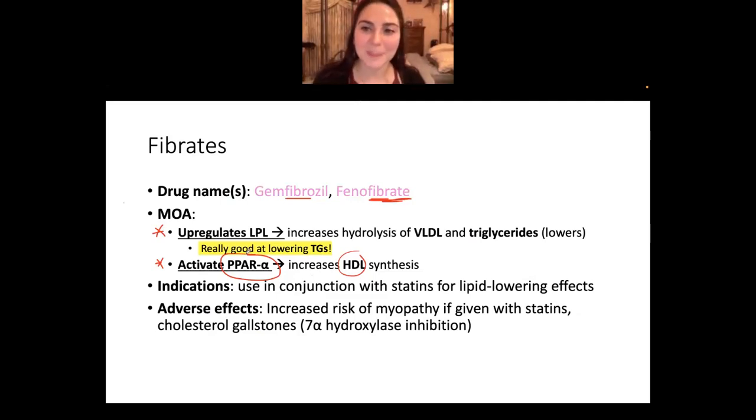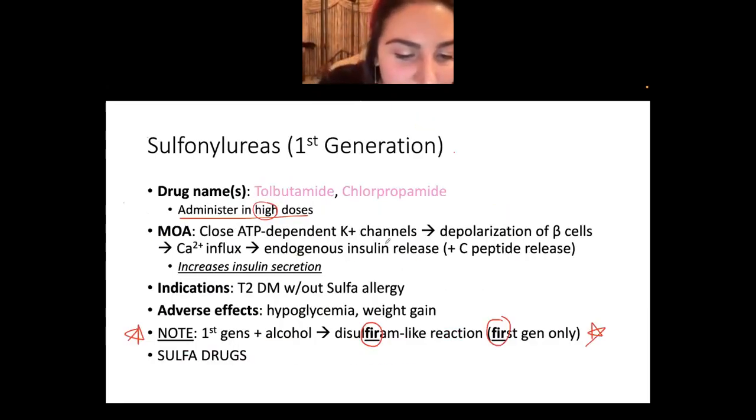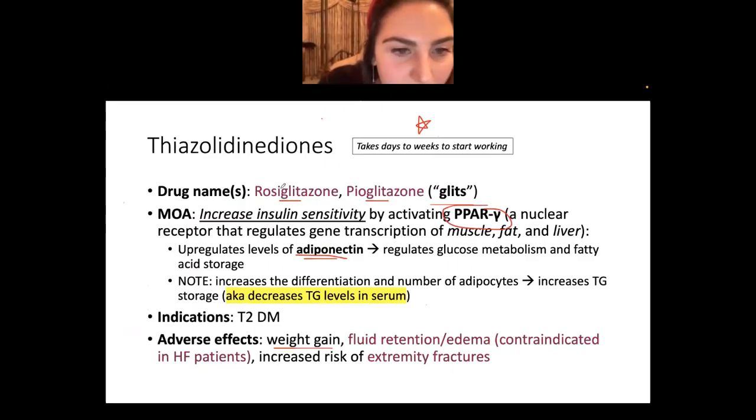Wait, what does the gamma one do again? That's for your metformin. So, let's go back to it. Oh no, it's not metformin. Oh man, sorry, it's the one right after metformin. Your glits. Your glits activate PPAR gamma, which increases insulin sensitivity.